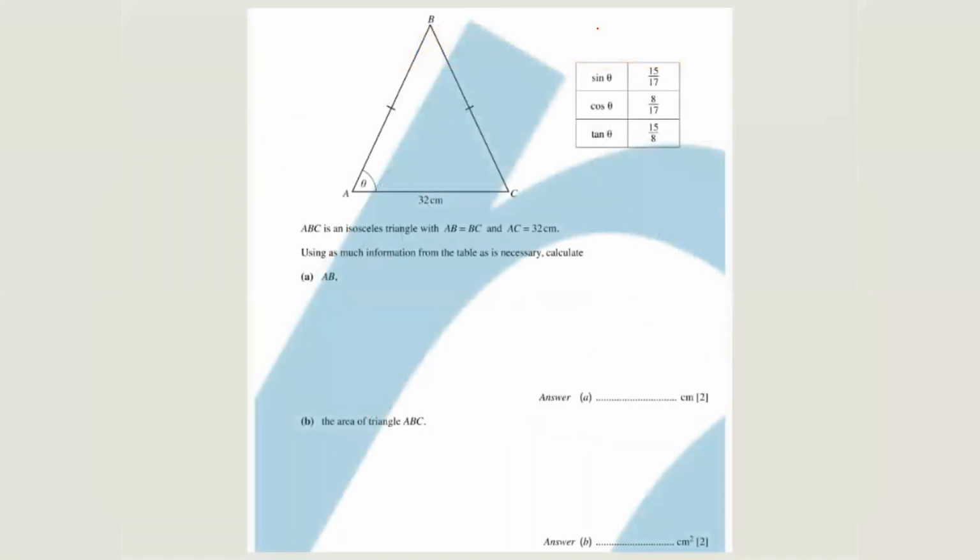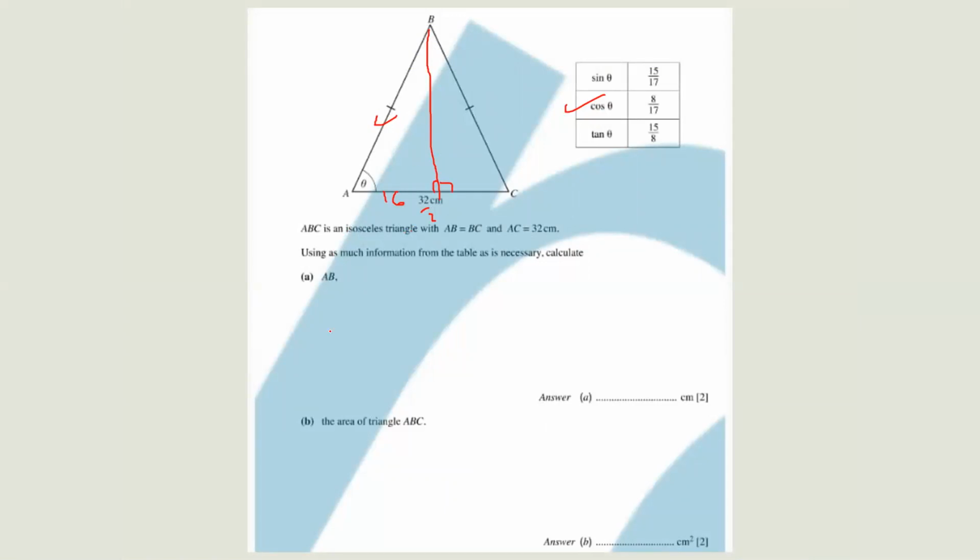Now let's have a look at some questions and how to solve them. I have this triangle and I've been given some values for sine, cos, and tangent. I need to calculate AB. I will first divide this into two equal right angle triangles. Then to find AB, this length becomes 16, because I divide into two equal triangles, so 32 upon 2 becomes 16. When I have the 16 and I want to find the hypotenuse, this is adjacent to theta. So A and H, I'm going to use cos theta. That's 8 upon 17.